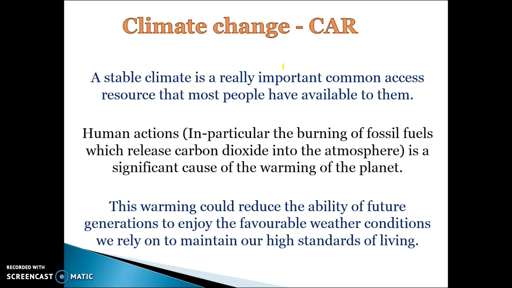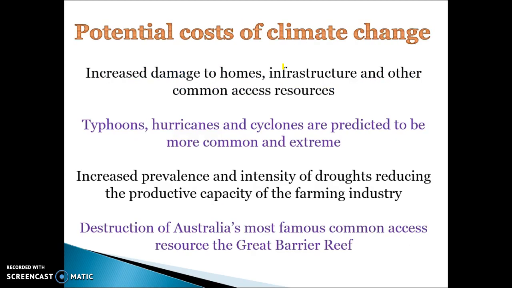So human actions, including the burning of fossil fuels, which releases carbon dioxide, is causing negative externalities in production and consumption, which is warming up the planet and reducing the quality of this common access resource. This warming could reduce the ability of future generations to enjoy favourable weather conditions, which we rely on for our standard of living. So it's important that you recognise that the common access resource is this stable climate. Potential costs of climate change: increased damage to homes, infrastructure and other common access resources, which may come from natural disasters.